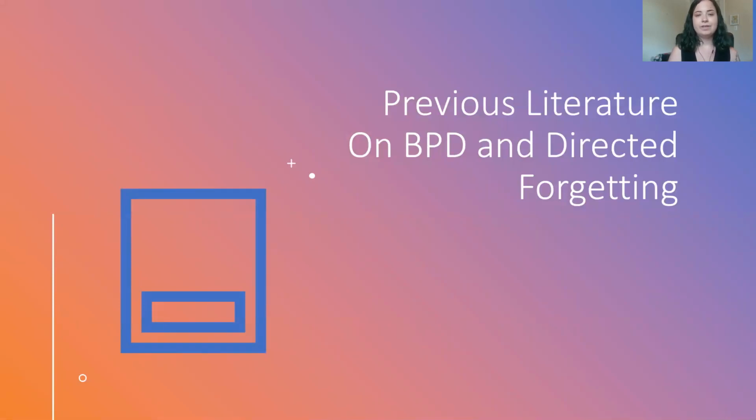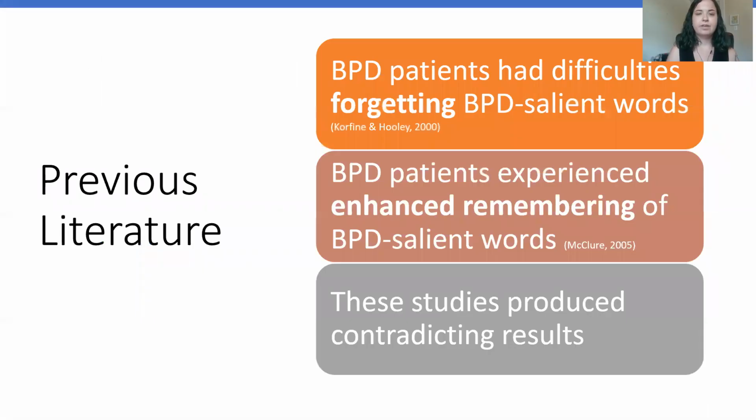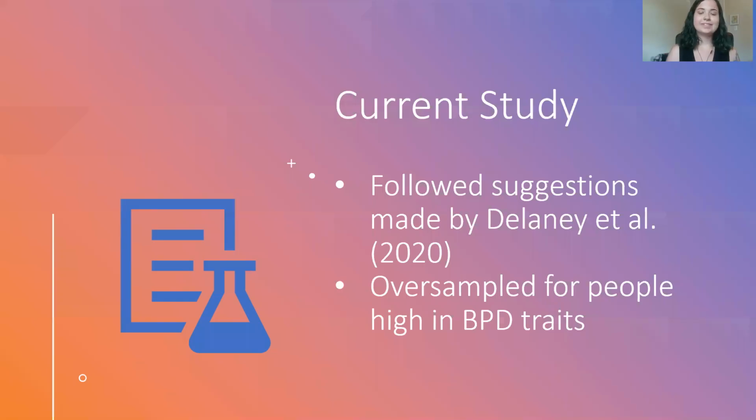Previous literature on BPD and directed forgetting. Before my study, there were only 2 studies that looked at BPD and directed forgetting. The first study found that BPD patients had difficulties forgetting BPD salient words, and the second study found that BPD patients did not experience any difficulties forgetting, but they did experience enhanced remembering of BPD salient words. And these studies produced contradicting results, which is where I come in with my current study.